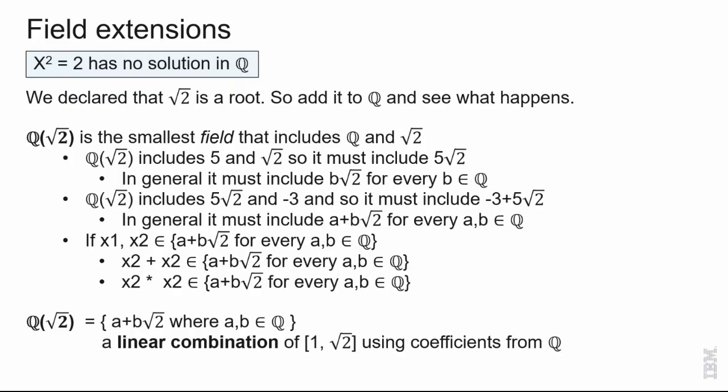In this particular form, a plus b times square root of 2, it's what we call the linear combination of 1 and square root of 2. So you have this basis of values, 1 and square root of 2, and you combine them using the a and b coefficients taken from Q. This is what we call a linear combination, but we'll see that later also. By the way, this is called a field extension, Q extended with the square root of 2. It's sometimes called Q adjoined square root of 2 for short.